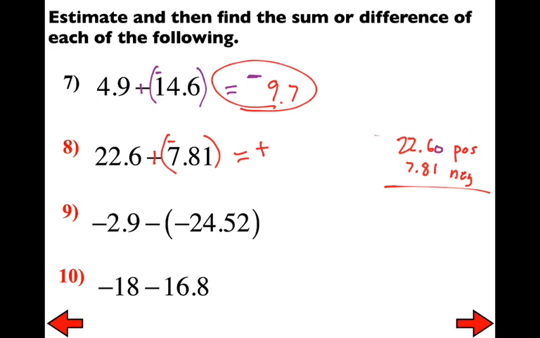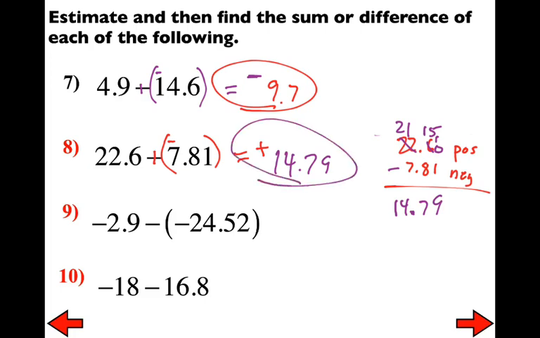Probably should put a 0 right there so we have common units. And so we're going to have to do some borrowing here. And it looks like we have 14.79 more positives than negatives.